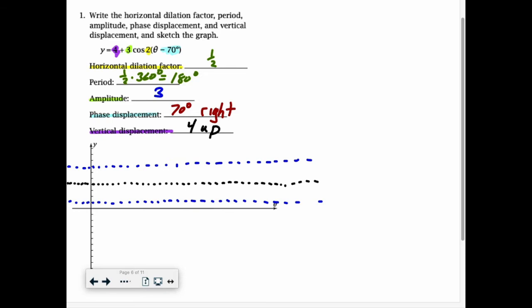Now, I'm going to use my phase displacement. 70 degrees to the right. Okay, so I'm just going to go over to here. Let's call this 70 degrees. And this is a cosine function. This 70 degrees is where the function starts, and it's cosine, so I know it starts at its maximum. So right up here. Okay, now I know that the period is 180 degrees. Because the period is 180 degrees, this is going to take 180 degrees to complete a full cycle, so I can start at my 70 degrees, I can add 180 to it, and 180 plus 70 is going to be 250.